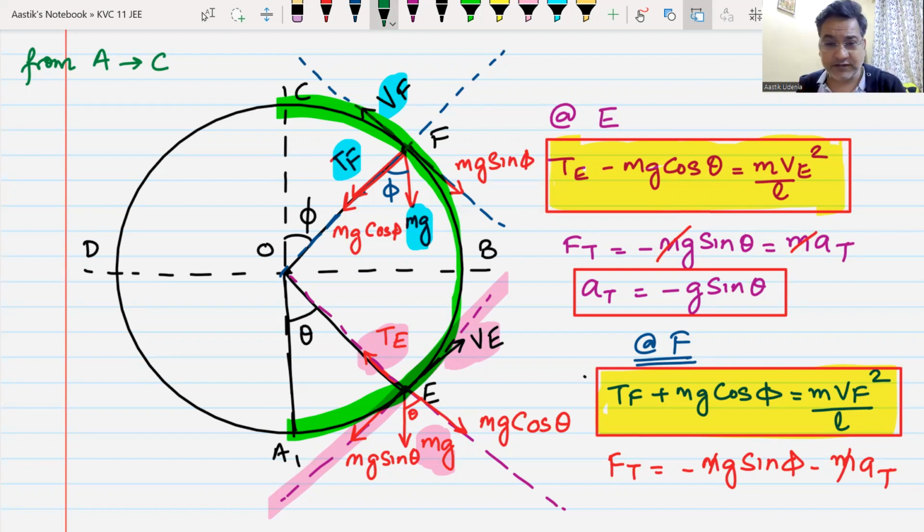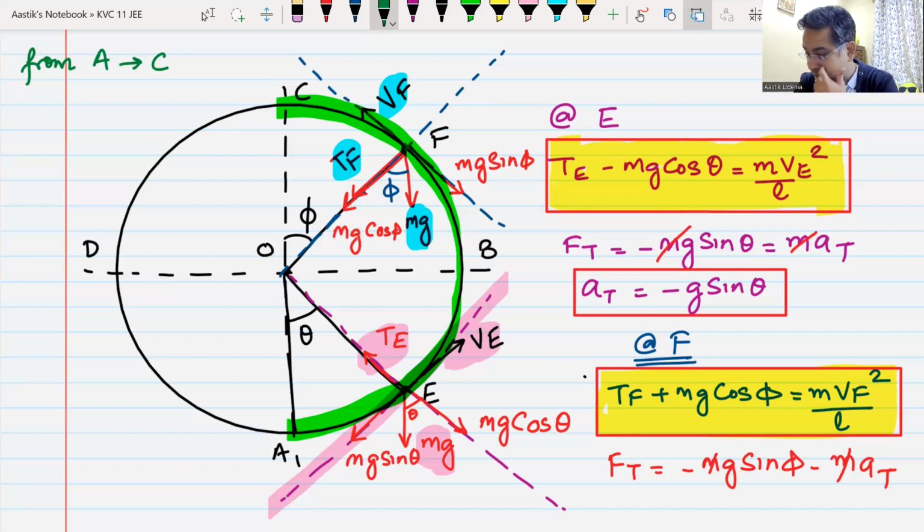At which point is the velocity highest and at which point is the velocity lowest? First understand this, then write it. At which point is the tension highest and at which point is the tension lowest? This does not involve physics, it only involves common sense. At which point is tension highest, at which point is tension lowest?